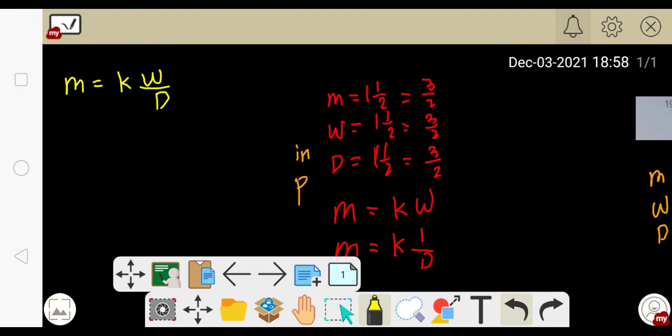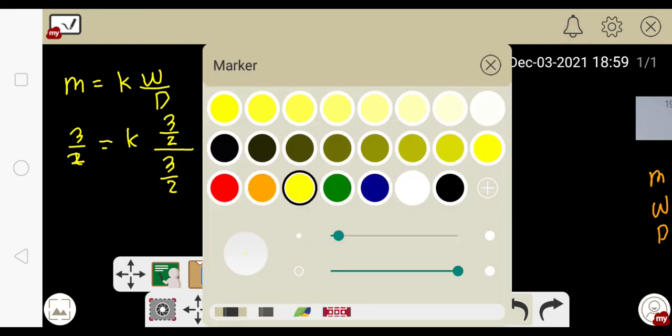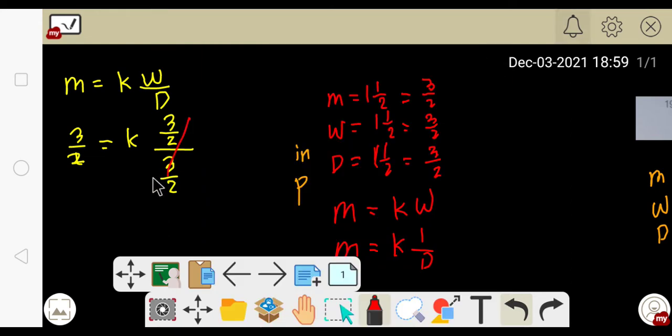So if a man and a half can build a wall and a half in a day and a half, all we have to do is to plug the values of these variables in. So we got 3 halves is equal to k times 3 halves over 3 halves. So this will cancel out, and our k is just equal to 3 halves. This is our constant.